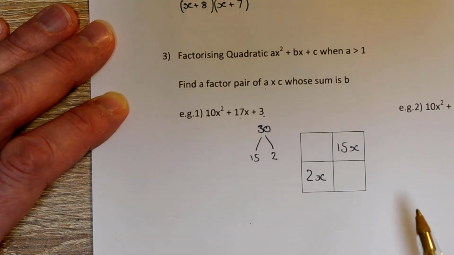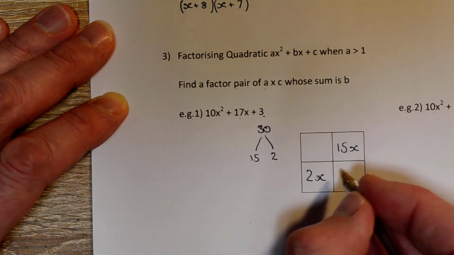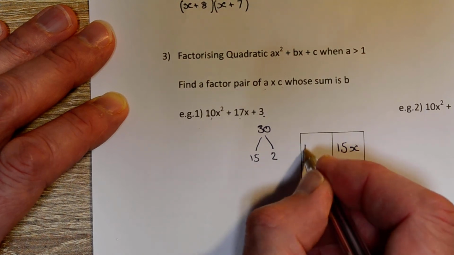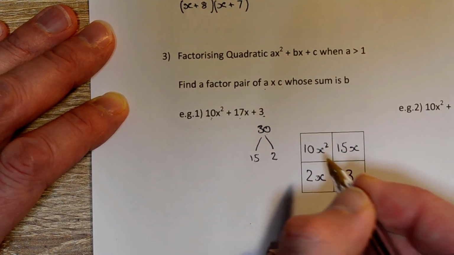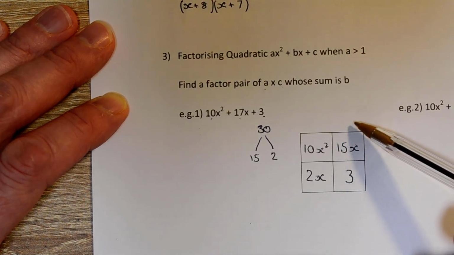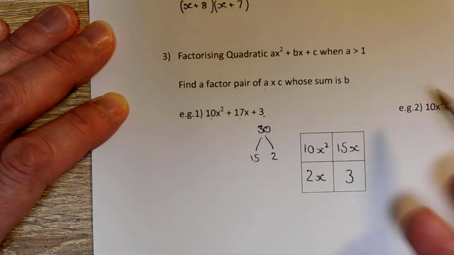Now we know when the brackets have been multiplied, we know what our constant is, that goes in this square here. We know what our term in x squared is, and that goes there. So we're doing the reverse of multiplying out two pairs of brackets using the grid. So now what we need to do is find the constant here, and that constant will be the highest common factor of those two terms. And so that's going to be a 3.